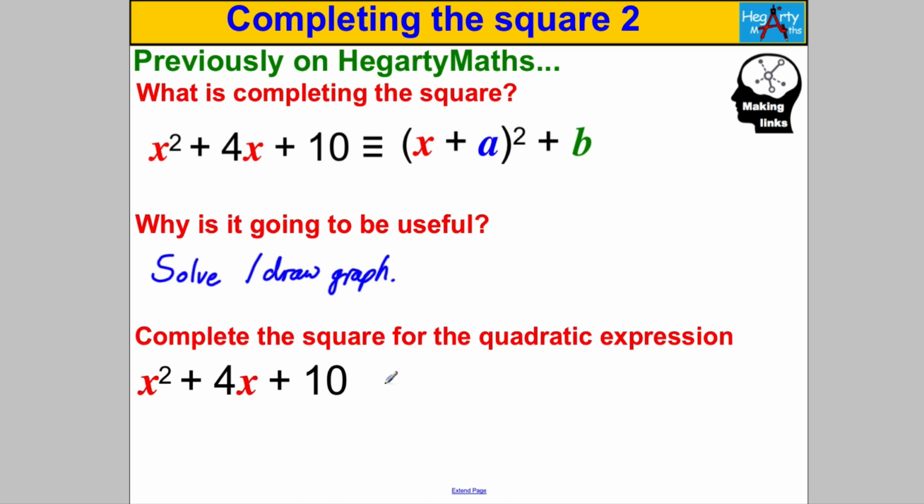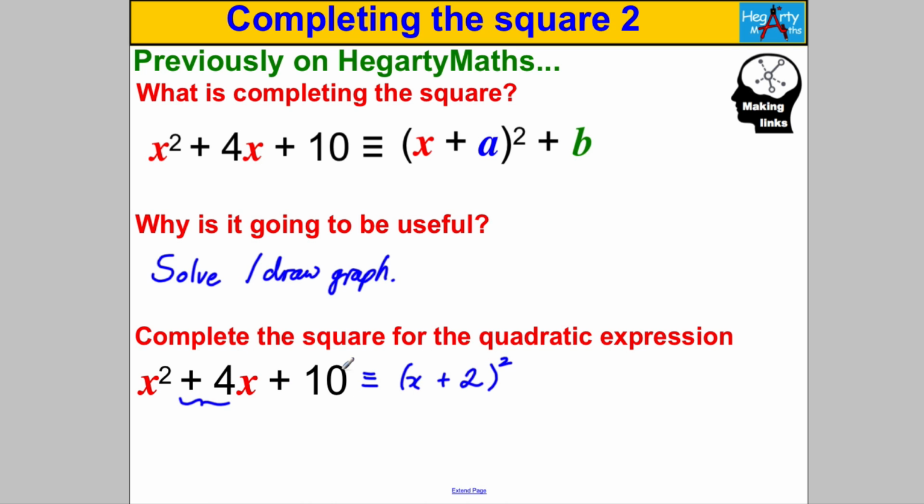Lastly, how do you actually complete the square? Well, we need to write it in that form. We know it's going to have an x in the bracket and it's going to have a square outside. We know that the number in the bracket is going to be half positive 4, which is positive 2. We square this out in our head and think what we get. We should be good at doing these. X squared, add 4x, add 4.